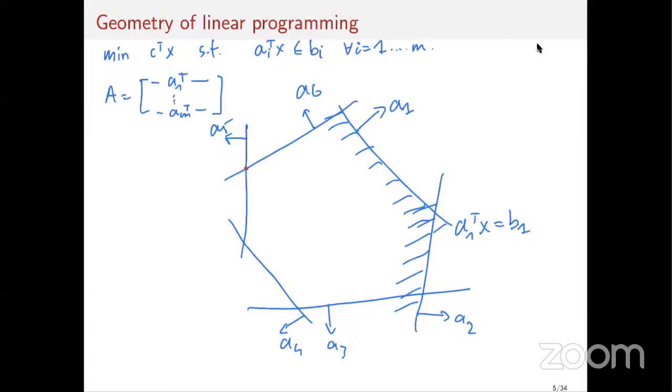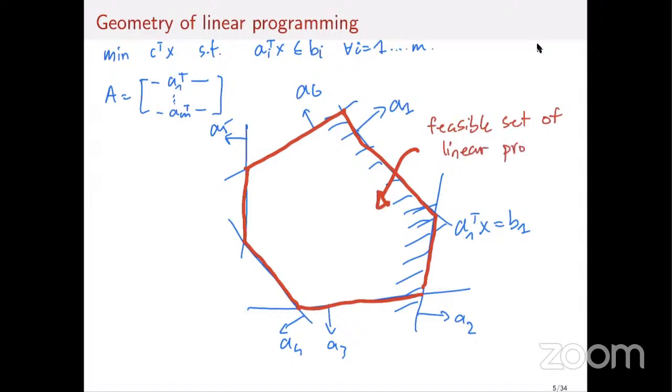Really my feasible set is what we call a polyhedron. It is really this set that you can see here. Inside here is the feasible set of the linear program. Everything inside this set, all x's that live inside this set, are feasible, and everything outside is infeasible.